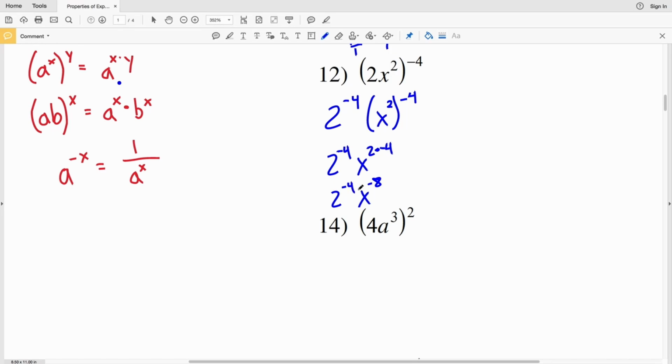So if we have 2 to the negative 4 times x to the negative 8, we can write that as 1 over 2 to the 4th times 1 over x to the 8th. Multiplying the numerators, we'll get 1, and then 2 to the 4th is equal to 16. So I'll have 16 times x to the 8. So 1 over 16 times x to the 8th is our solution in number 12.